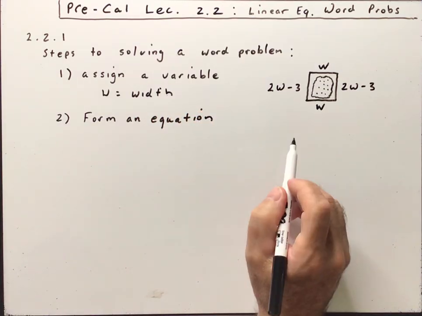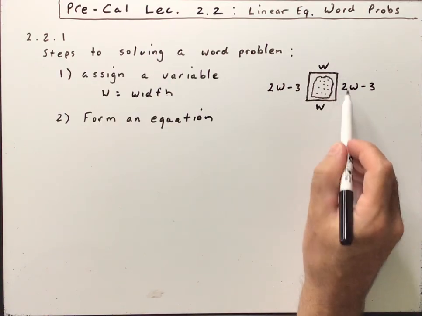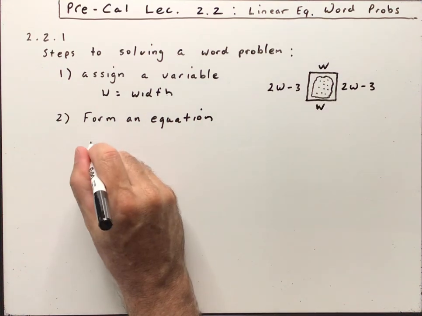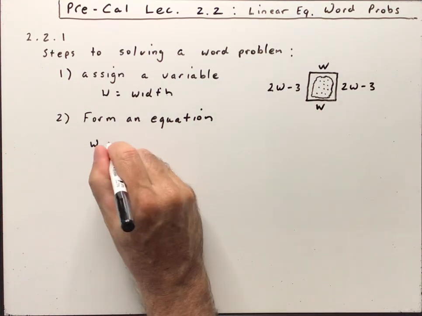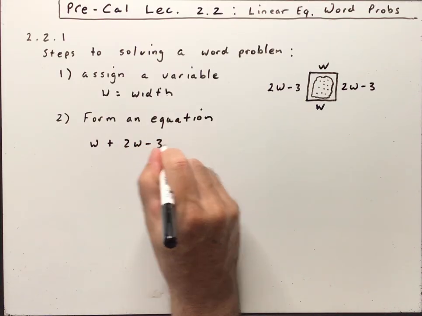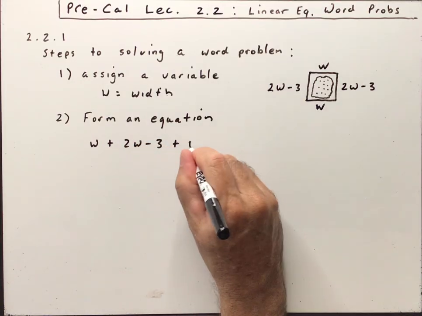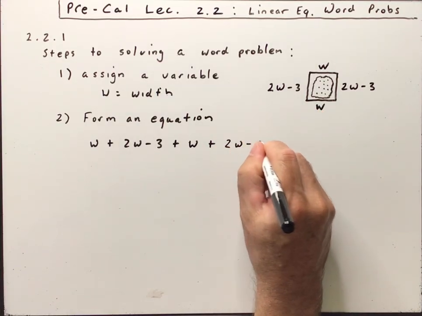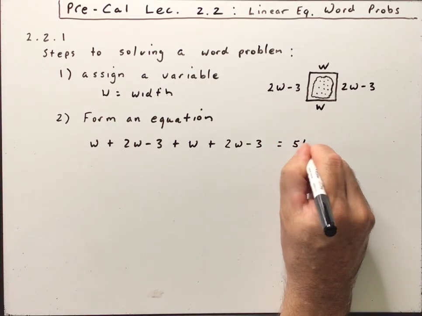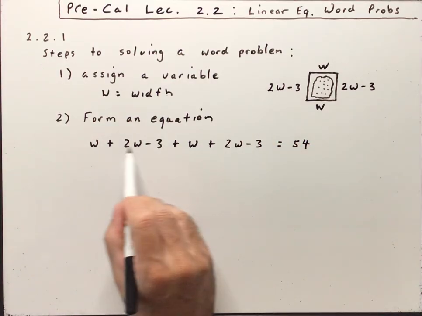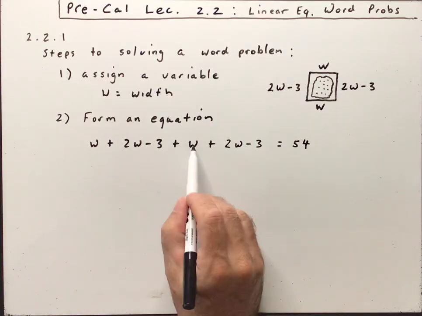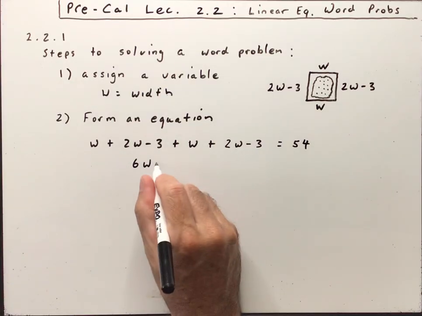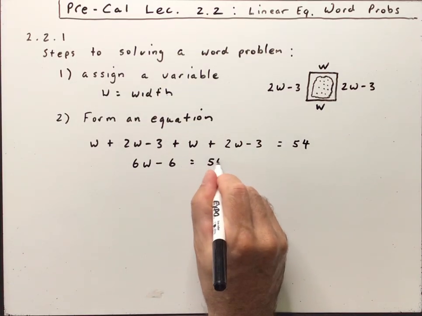Well, we're told that the perimeter, which would be all the sides added up, is 54 centimeters. So what we've got here is W on the top plus 2W minus 3 plus another W at the bottom plus another 2W minus 3 on the other side is equal to 54 centimeters. So let's add up all the W's. We've got 1 plus 2 is 3, 4, 5, 6. So we've got 6W. And then minus 3 and minus 3, so minus 6 is equal to 54.